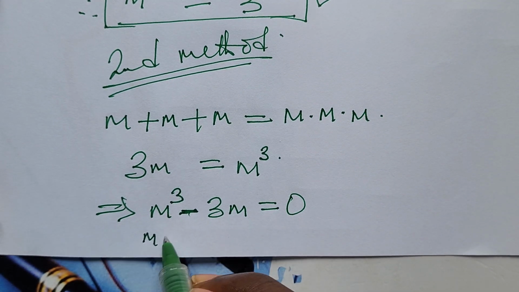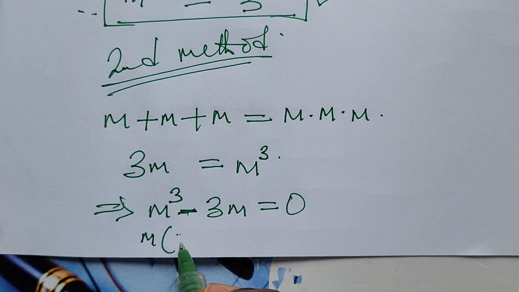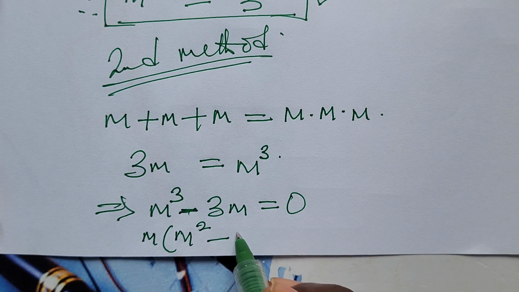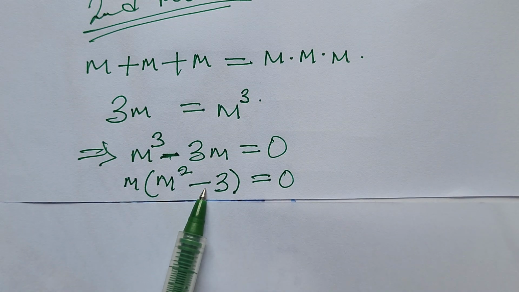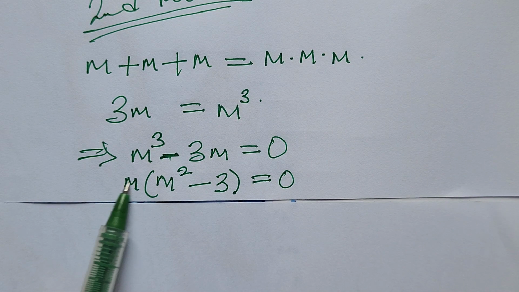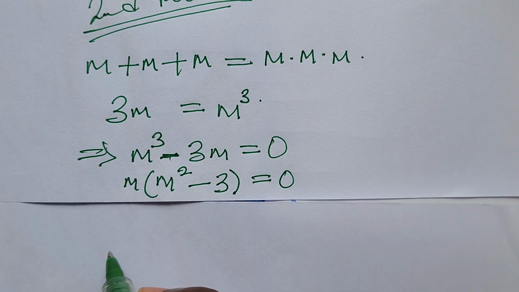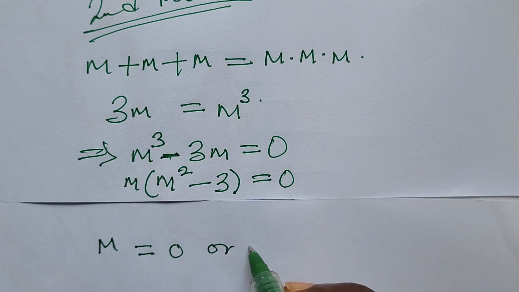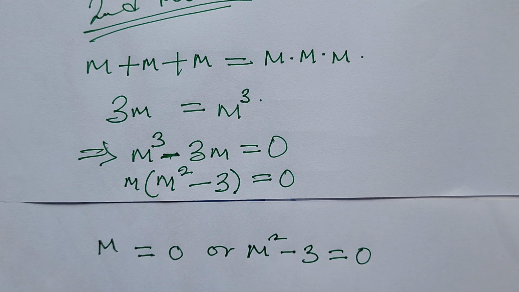So we're going to have here m bracket. If we use m to divide this, then we're going to have m to the power of 2. Then m into this will give us 3, everything equal to 0. From here, we are having this times this equals to this. So automatically, we apply the zero product rule. We equate this to 0, equate this to 0. So this is going to give us m equal to 0, or m to the power of 2 minus 3 equal to 0.